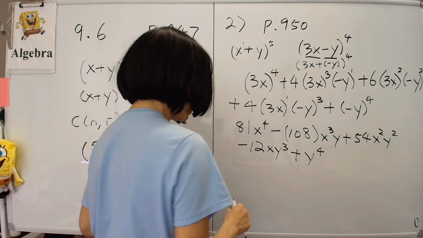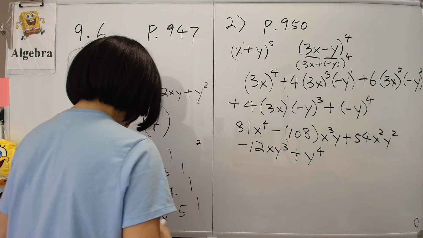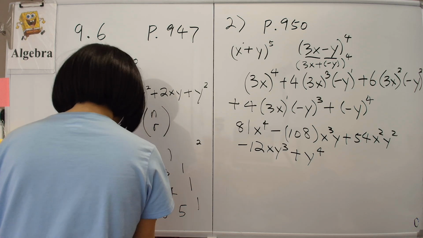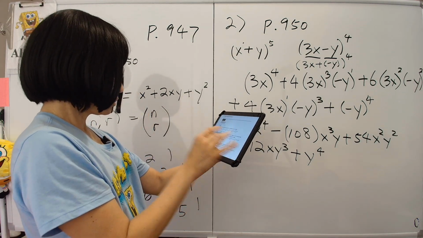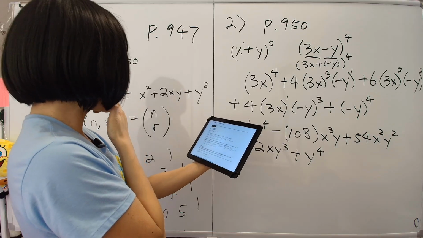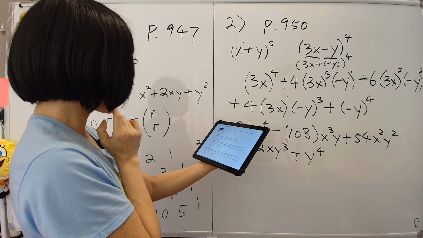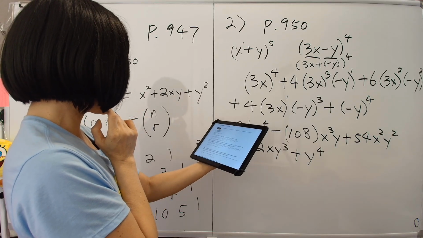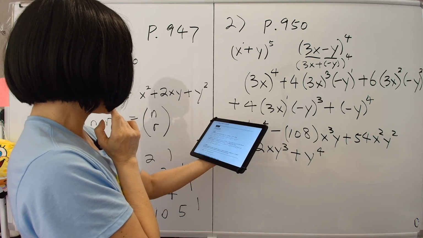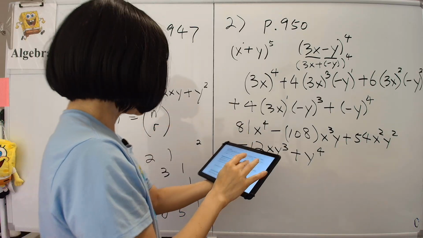And that should be the answer, as long as I didn't make a mistake. So let me check. Is this the answer to B? B says 81x to the power 4 minus 108x cubed y plus 54x squared y squared minus 12xy cubed plus y to the 4th. So I got it all correct. Awesome. So that is that.